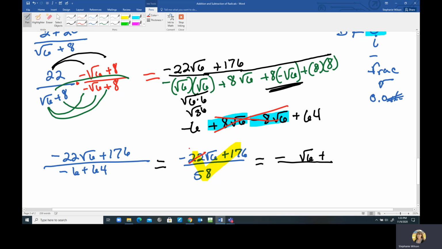2 goes into 22 11 times. 2 goes into 58 29 times. 2 goes into 176 88 times. 11 is prime, 29 is prime, so we are done. They're not going to reduce any further, and that's what we want. And this is my final answer. So that's division of radicals. Thank you.